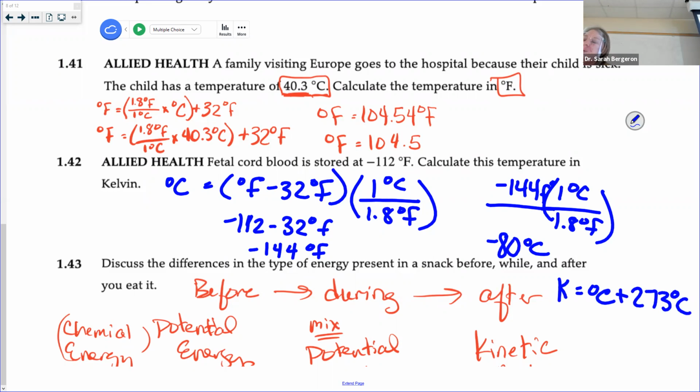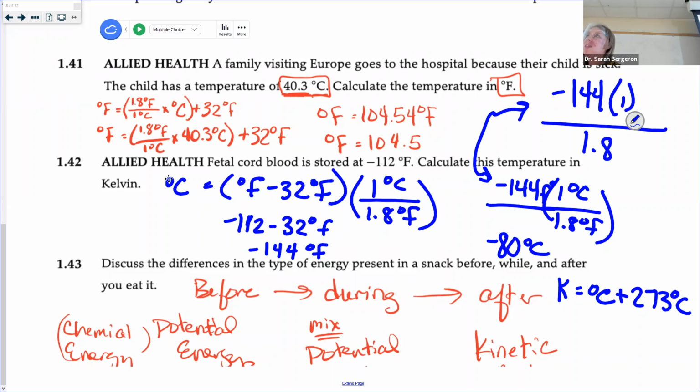273. So what might have happened, y'all do know that when you multiply by a fraction, basically what you can do is remove the parentheses. So that's like 144 times 1 divided by 1.8, right? These two things are the same. This and this. Y'all okay with that math? Yeah? Yes? No? Okay. All right.